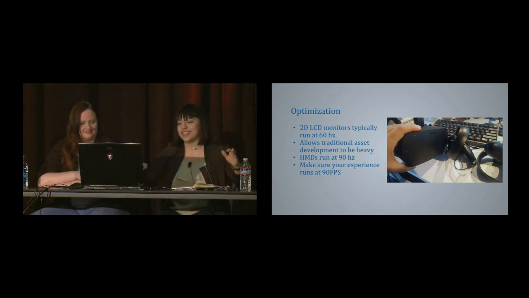Optimization, so important. Monitors usually run at 60 hertz. They can range, but your HMDs run at 90, which is why you have to have your content running at 90 frames a second, or else you'll get a headache or you'll feel weird and you will just be so upset with whoever made the project, and you don't want people to be upset when they see your work.